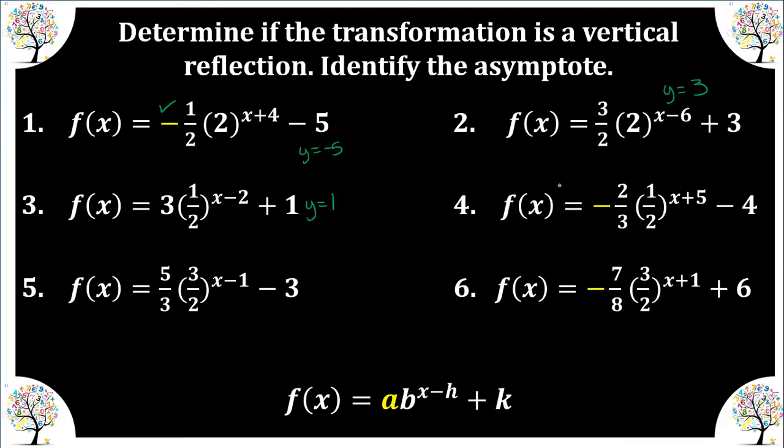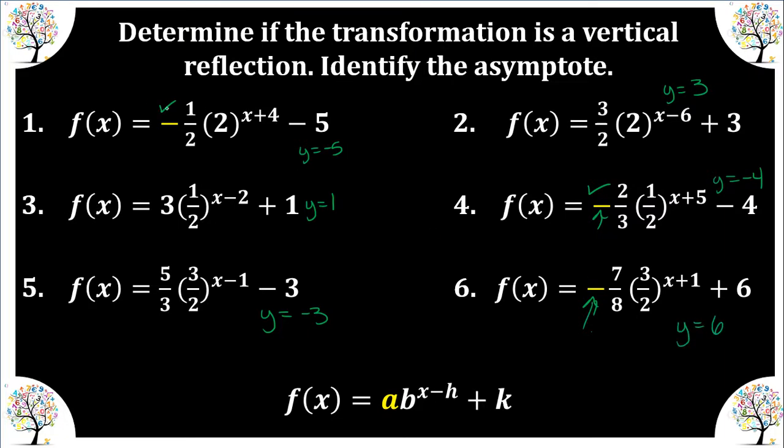Number 4, it is a vertical reflection. The a is negative. My asymptote is y equals -4. Number 5 does not reflect. It has an asymptote of y equals -3. And number 6 reflects, and it has an asymptote of y equals 6.